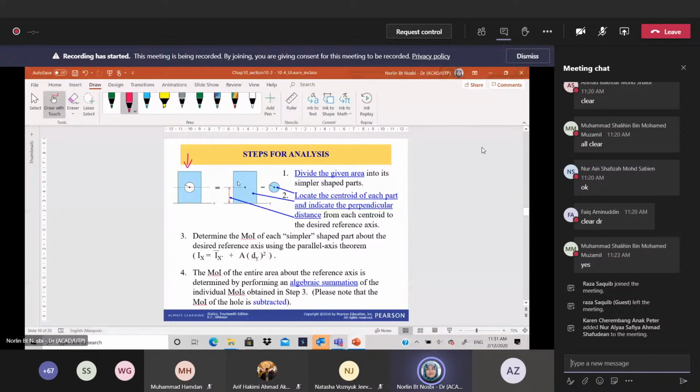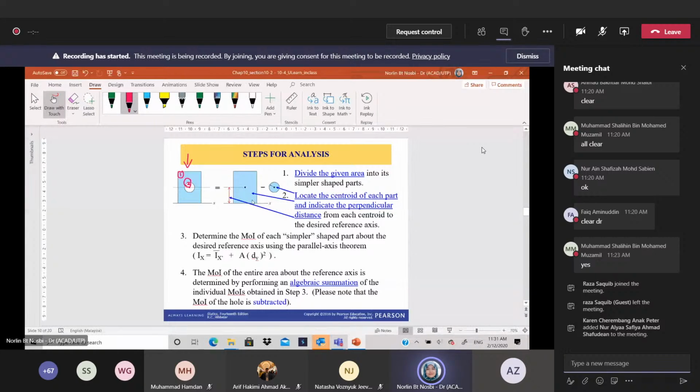And then you have to locate the centroid of each part. So for the rectangle, the centroid is at the middle here. And then for the square, the center is at the middle of the square.